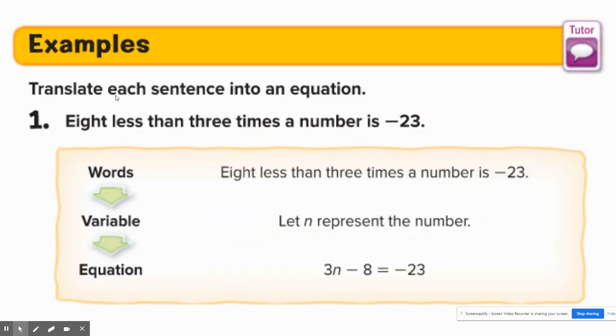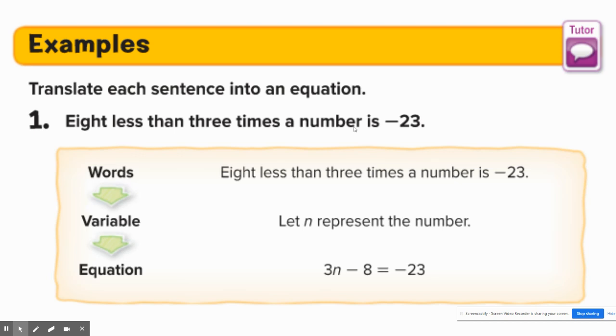So, here's a couple of examples. 8 less than 3 times the number is... When you see "is," that's equal. Most of the time, that's going to be equal. So read the sentence that says 8 less than 3 times the number, and be careful on this one. First off, variable: let n represent the number. It's not 8 minus 3n, because it's 8 less than 3 times the number. So it's 3n minus 8.